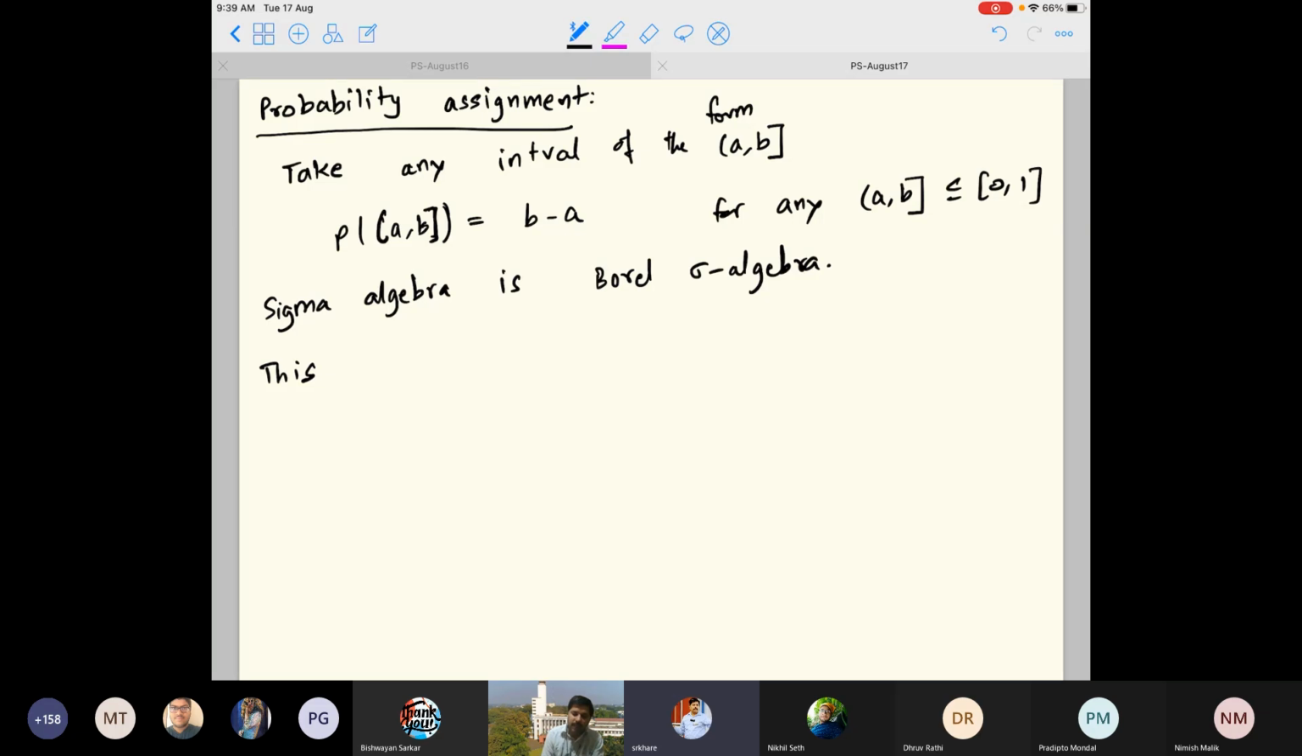So this is the Borel sigma algebra, and this is the continuous uniform space. This space is the continuous uniform probability space.